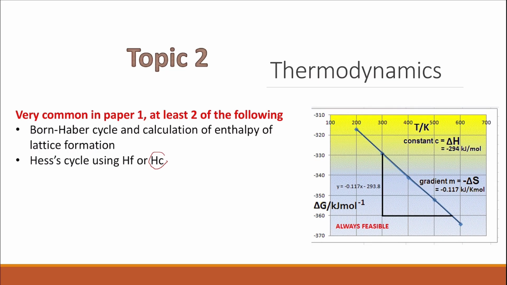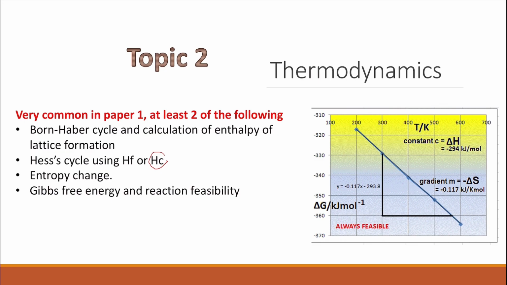So Gibbs free energy is ΔG = ΔH − TΔS. And of course, they're going to ask about the reaction feasibility, because for a reaction to be feasible, the value of ΔG has to be negative. For the minimum temperature needed for a reaction to be feasible, we put ΔG to be 0, and the temperature will equal ΔH over ΔS.